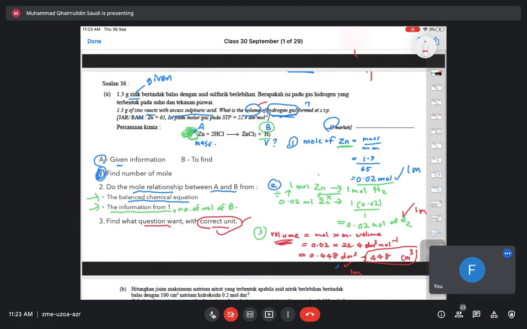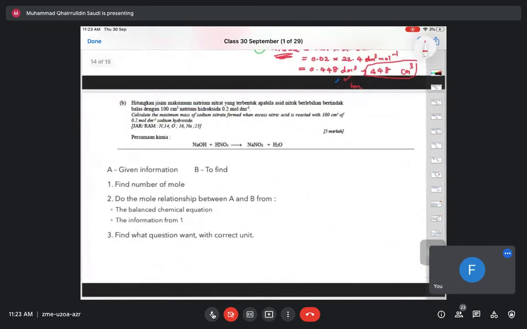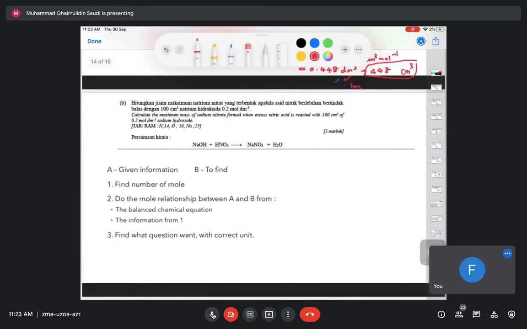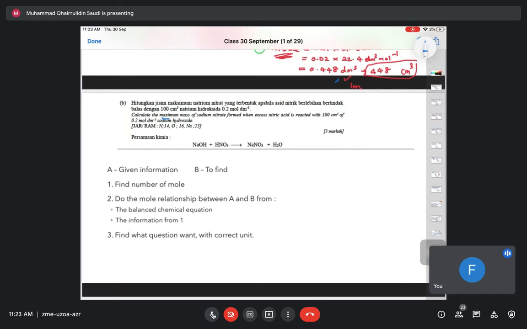Let's continue. Question B. Calculate the maximum mass of sodium nitrate formed. So sodium nitrate, which one is sodium nitrate? 1, 2, 3, 4. Which one is sodium nitrate?